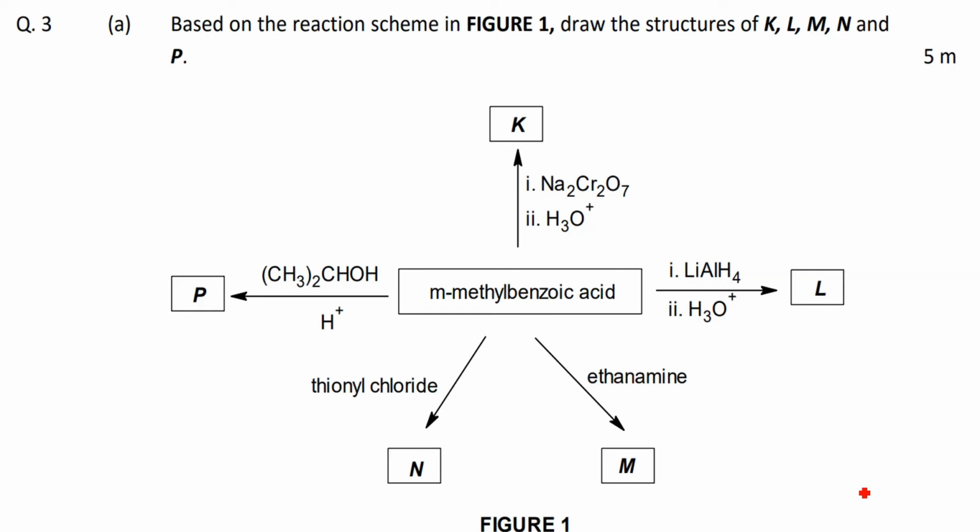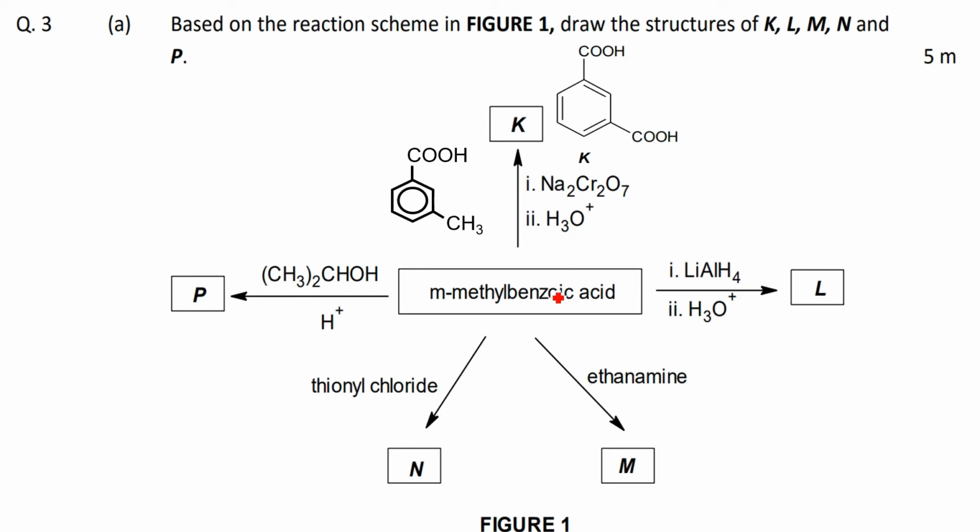Based on the reaction scheme in figure 1, draw the structures of K, L, M, N, and P. The reactant is m-methyl benzoic acid. So the structure is like this. This is the structure of m-methyl benzoic acid. When m-methyl benzoic acid undergoes oxidation with sodium dichromate, the methyl group at the meta position will be oxidized to become a carboxyl group. Therefore, the structure will be like this.